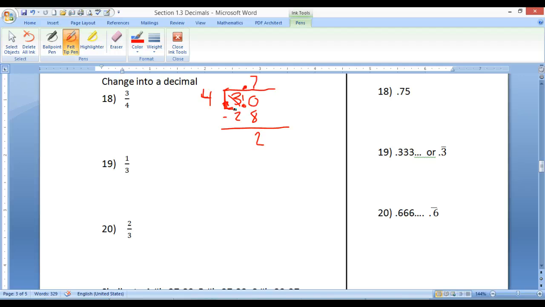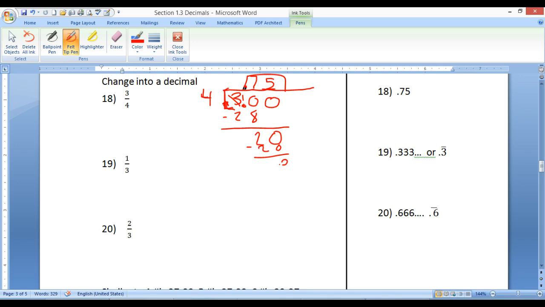I'm still not done, so I'm going to give myself another 0, because I can add as many zeros after a decimal that I want. It doesn't change the value. And then I drop down the 0. 4 goes into 20 5 times. 5 times 4 is 20. Subtract is 0. So we came to the end. The decimal is 0.75. There we go.